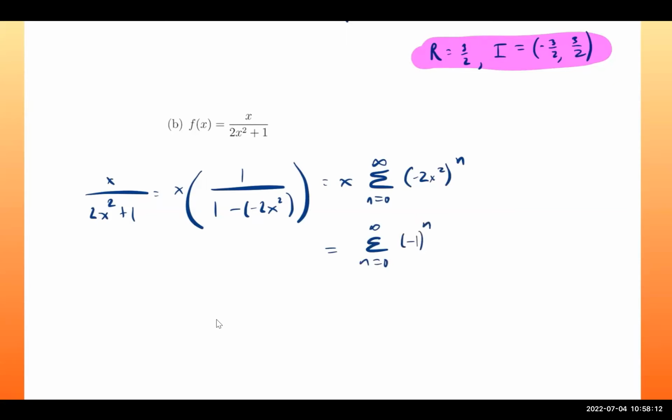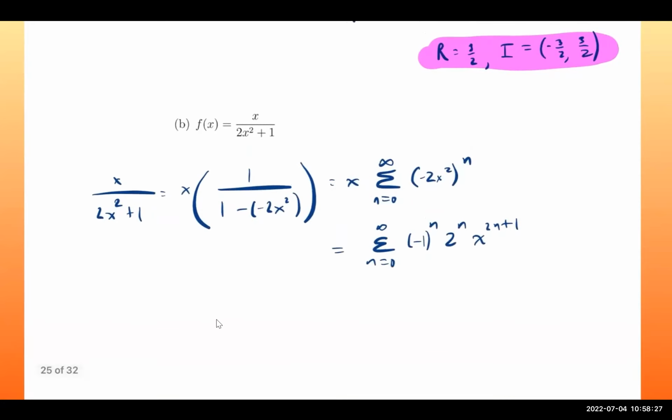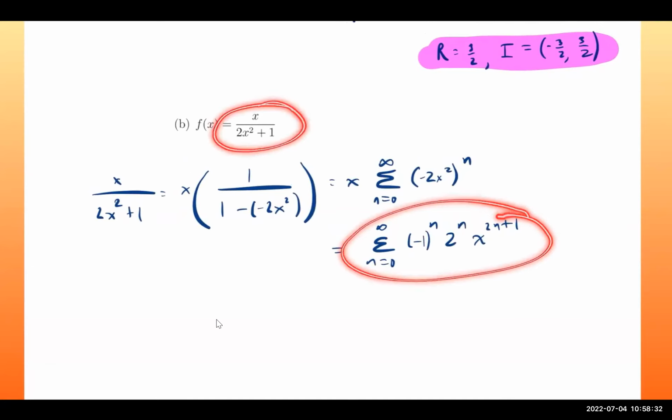You can take out the negative 1 to the nth again. And then you got 2 to the nth, and then you're going to have x to the 2n from here, but then you have the additional x, so you can add 1 to that to compensate for this additional x. And that's it. That's your power series representation of your function.